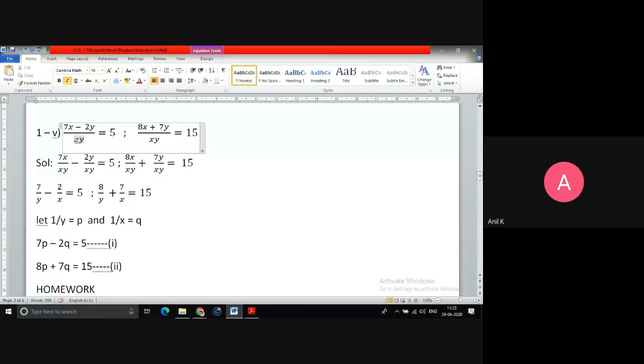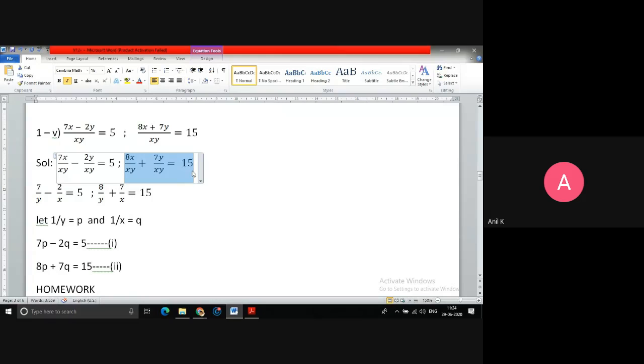Here xy is the denominator for both 7x and 2y. Can I separate the denominator for both the terms? What do I mean by separating the denominator? Can we write it this way: 7x upon xy minus 2y upon xy equals 5, which is the same as the above step. If I take the LCM, I'm going back to the previous step. Now here also I split the denominator: 8x upon xy plus 7y upon xy equals 15.